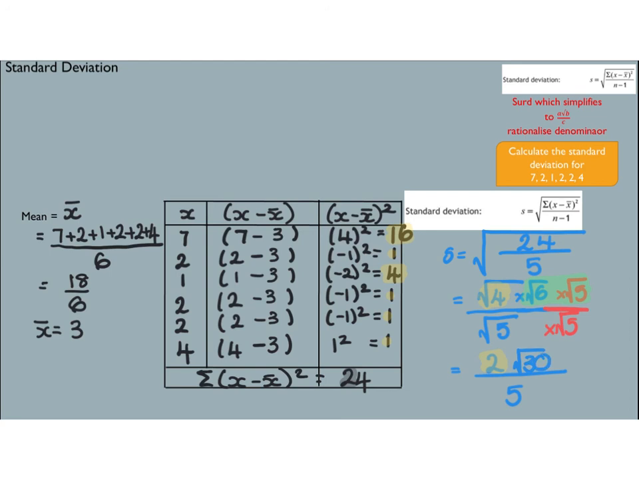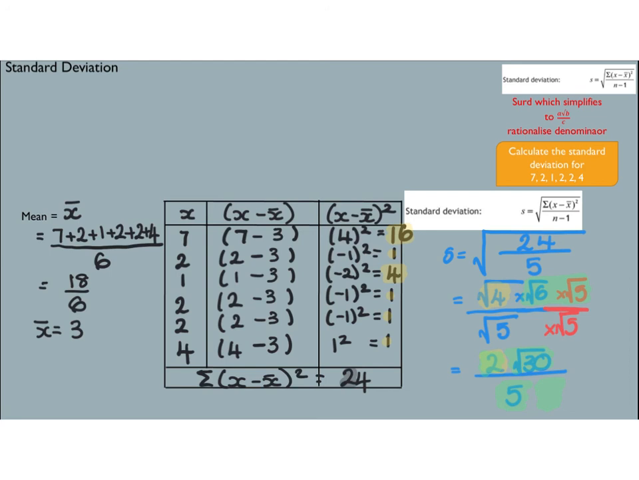Now, at this point here, please don't cancel down the root 30 and the 5 together, okay? You can look to see if the 2 and the 5 cancel down, but the root 30 would need another root on the bottom to cancel down with. So it's whole numbers and whole numbers go together when you want to cancel, and your roots would need another root to look at before you cancel down. So that's actually the final answer there.